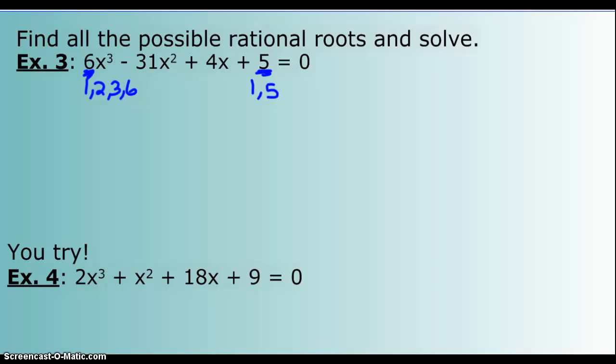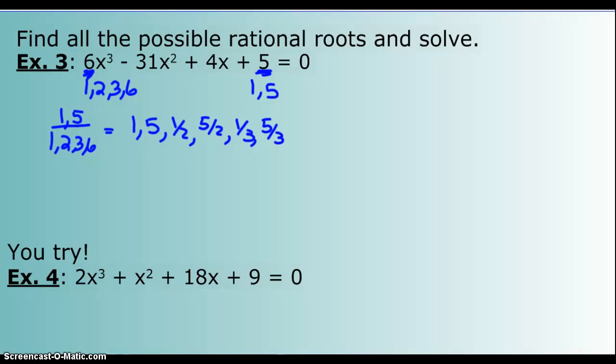So now we're going to go ahead. On the top is the 1 and 5, and on the bottom is the 1, 2, 3, and 6. So here we go. 1, 5, 1/2, 5 over 2, 1/3, 5 over 3, 1/6, and 5 over 6. Okay, and remember all of those options are plus or minus. So woohoo, that was a lot of fun.